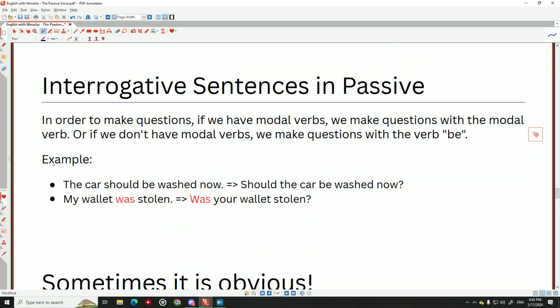So you want to ask a question. If you have a modal verb, you make the question with the modal verb. Otherwise, you make the question with the verb be. The car should be washed now. You put should first. Should the car be washed now? Exactly. My wallet was stolen. Was your wallet stolen? We change my to your because we changed the point of view, like I'm asking you.